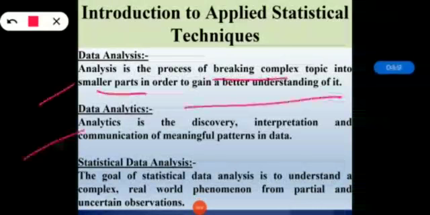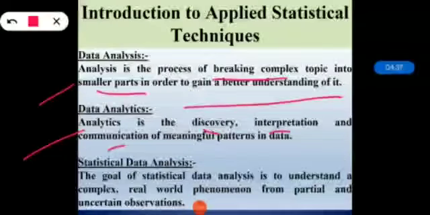Then the next, that is data analytics. So analytics is the discovery, interpretation and communication of meaningful patterns in data. Means we are discovering, we are interpreting, and then we are communicating the meaningful patterns of that particular data. Especially valuable in areas with recorded information, analytics relies on the simultaneous application of statistics. So data analytics uses the analyzed data to draw conclusions from it.